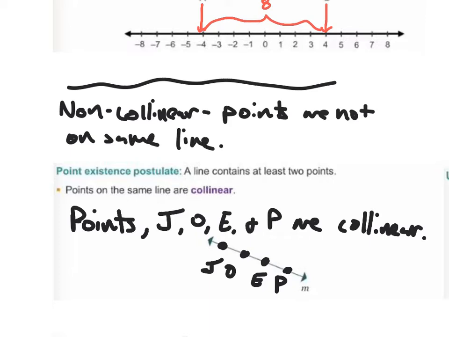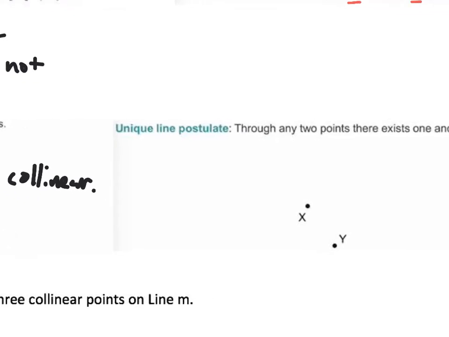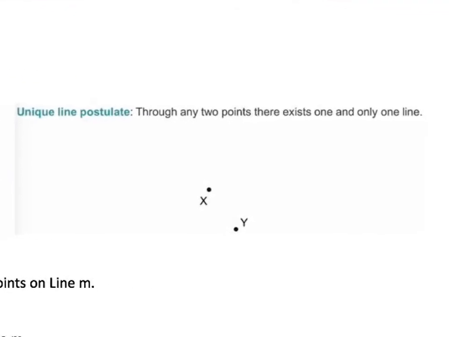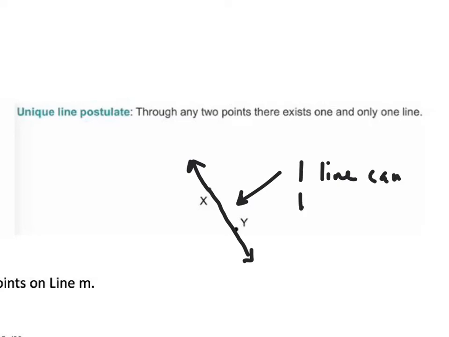Let's talk about this over here, the unique line postulate. It says that through any 2 points, there exists one and only one line. If I were to connect X and Y, there's only one line that can be drawn between these 2 points. So one line can be drawn. Only one line. One and only one.